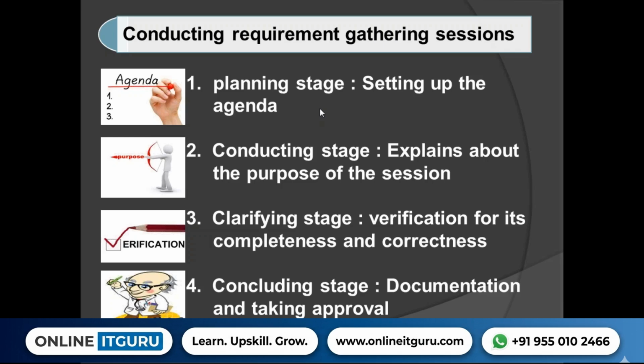And next one is clarifying stage. In clarifying stage, whatever requirements we have gathered in conducting stage, we are going to clarify whether these requirements are correct or not with our reporting authority. To check the correctness and completeness of the requirements, we are going to do verification. That is, clarify with our reporting authority to make sure that we are on the right track.